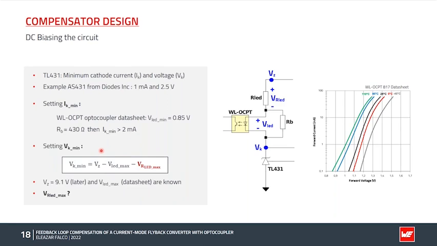Regarding the minimum TL431 cathode voltage, this is determined by the Zener voltage, Vz, minus the maximum LED forward voltage drop, which we can take from the curve of the datasheet depending on our operation temperature, and minus the maximum voltage drop across the LED resistor. So the Zener voltage is set in this case to 9.1 volt, and we will see that later. Then the maximum voltage drop across the optocoupler LED is also known, and what we need to find out now is what is the maximum voltage drop across the LED resistor.